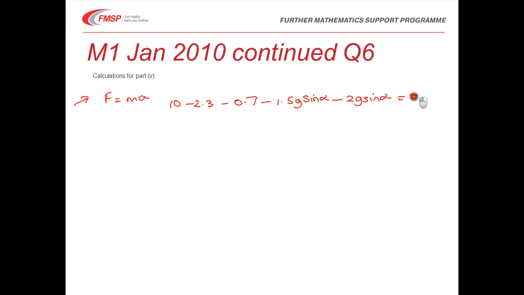So that gives us 3.5, the total mass, multiplied by the acceleration. We know sine alpha is 2/7, so substituting all of that in, this side works out to be minus 2.8. And so, actually, the acceleration works out to be minus 0.8. So, I'd taken my acceleration as being up the plane, but it's turned out to be negative. So, the acceleration is actually 0.8 meters per second squared, and it's down the plane.